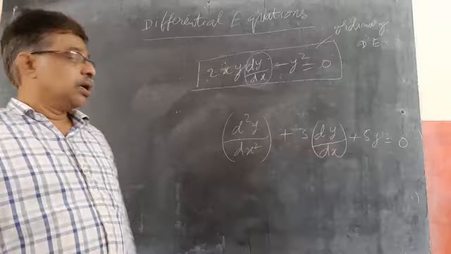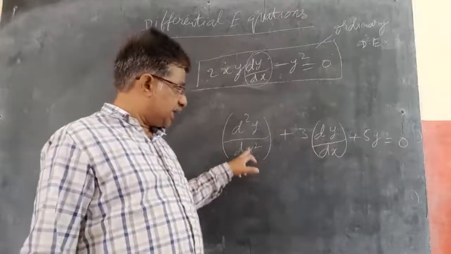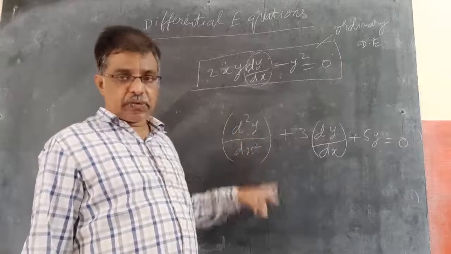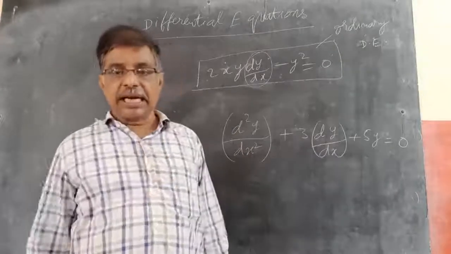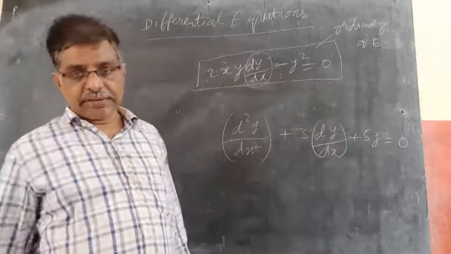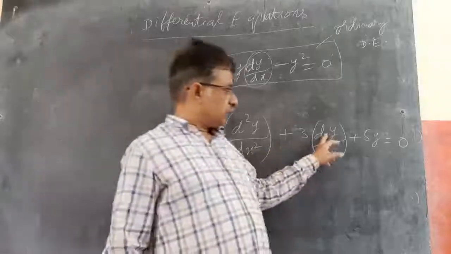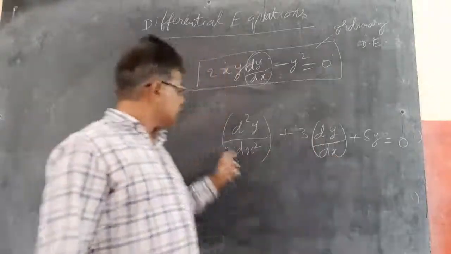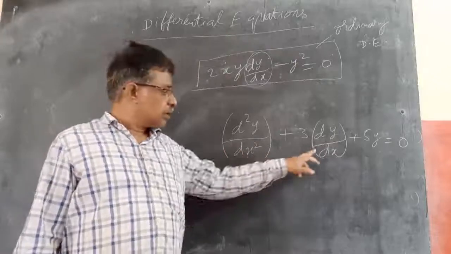Then whose order is 2? Because it is differentiated 2 times. Highest order. What I said? Highest derivative is called the order of the differential equation. Highest derivative in the equation. What is the highest derivative? This is only one time differentiated. This is 2 times differentiated. So the order of the differential equation is 2 here.